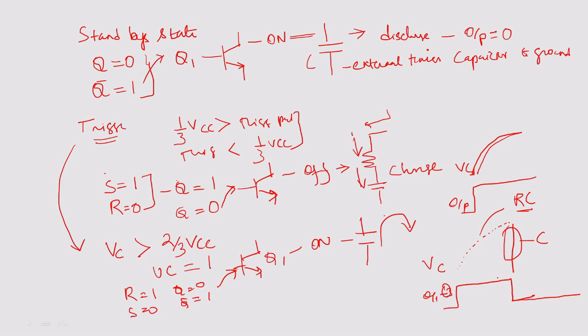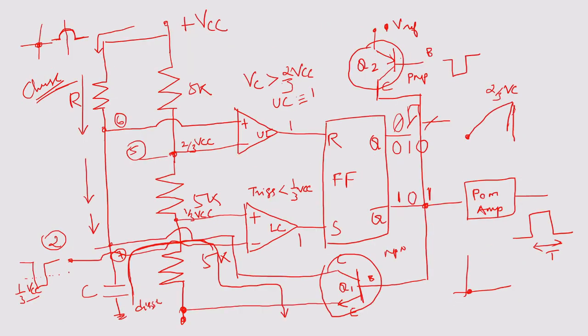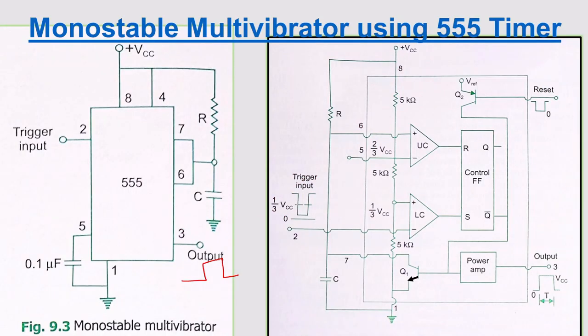I have explained clearly how this is working. This is the initial state, it moves to the trigger state, then it goes to the discharging state, and again it reverts back. It comes like this, again like this. So this is a flow diagram of how it is working, right? Now if you go to the circuit, you will understand clearly.